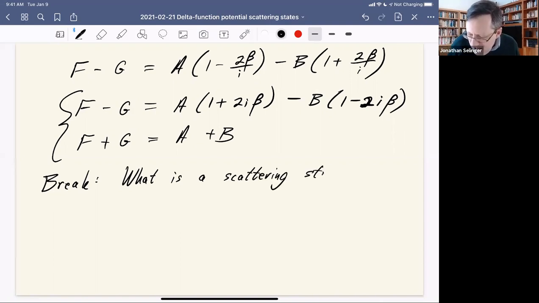What is a scattering state anyway? That's my break from this calculation because I'm tired of it. What is a scattering state anyway? All right. A typical physics experiment is a scattering experiment, right?